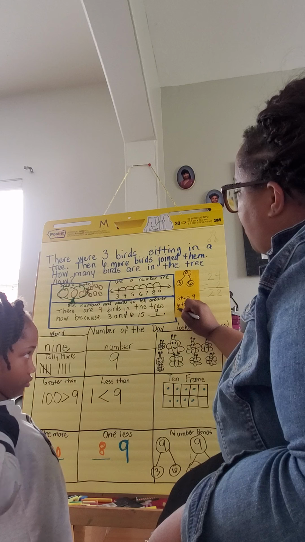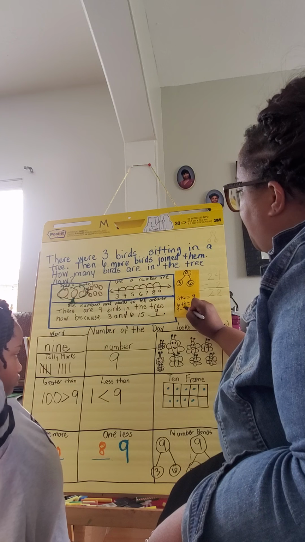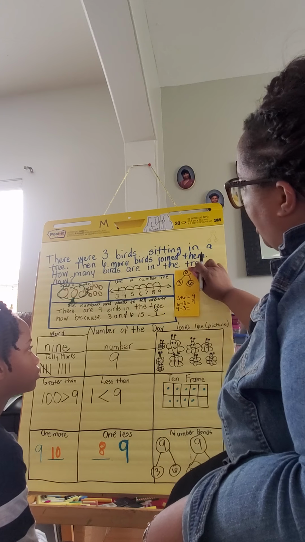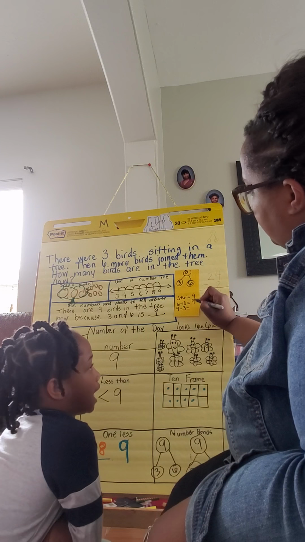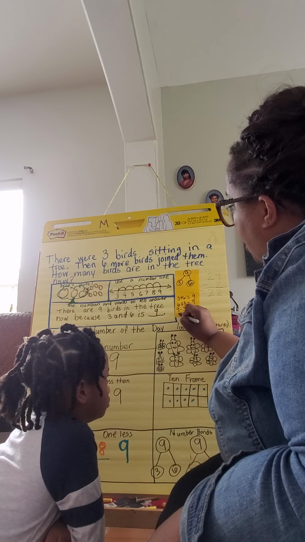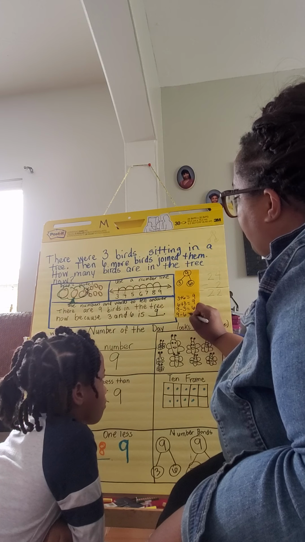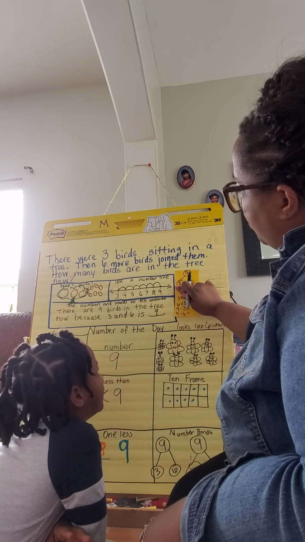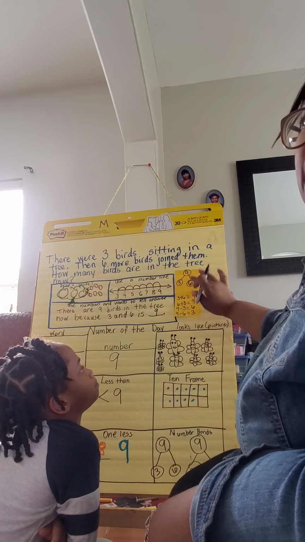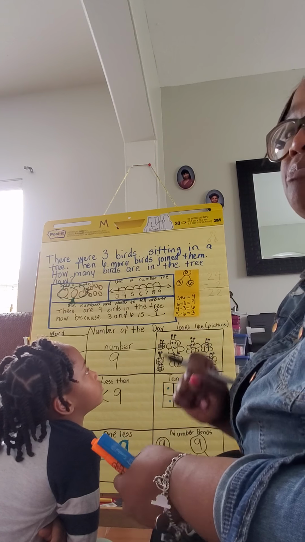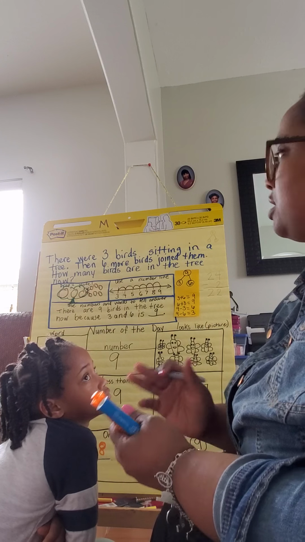So now subtraction. If I have 9 and I remove 3, how many will I have? 6. If I have 9 and I remove 6, how many do I have? 3. So you see how this number bond can be very useful if they know them? Yes, it can be very useful.